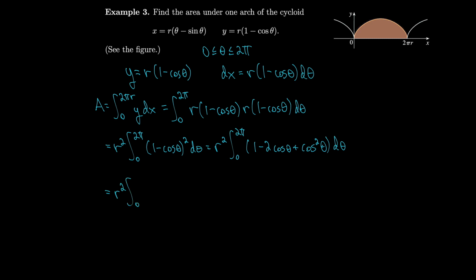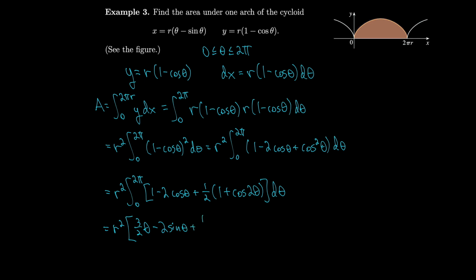So we get the integral from 0 to 2 pi of 1 minus 2 cosine theta, and we'll replace the cosine squared with the half angle identity, one half times 1 plus cosine 2 theta, because it's way easier to integrate that than it is cosine squared. So we get r squared times 3 over 2 theta when we do our antiderivative, minus 2 sine theta, plus 1/4 sine 2 theta, with a quick mental substitution for 2 theta.